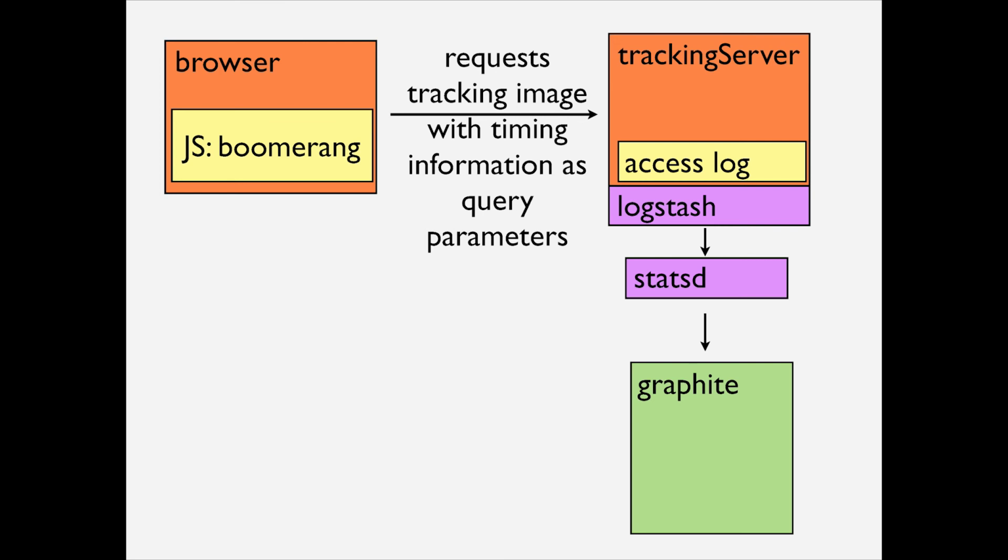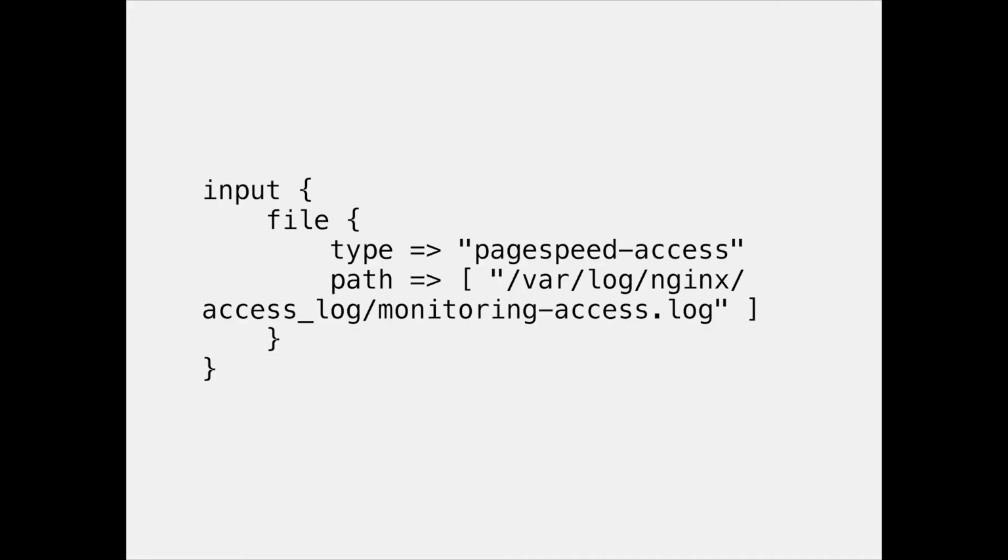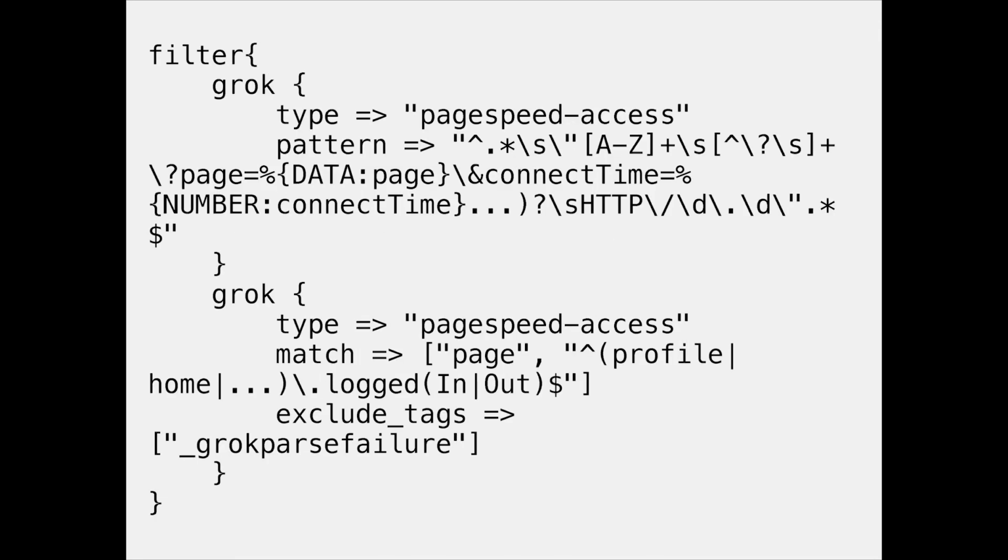In code, this is just example configuration, and this is literally what you have to write for this, and it's running a bit like this in our production system. You have an input tailing on the access log, here the Nginx access log. We have some filters. These are grok filters, which is basically regular expression parsing, where we parse, for example, the connect time and the page name.